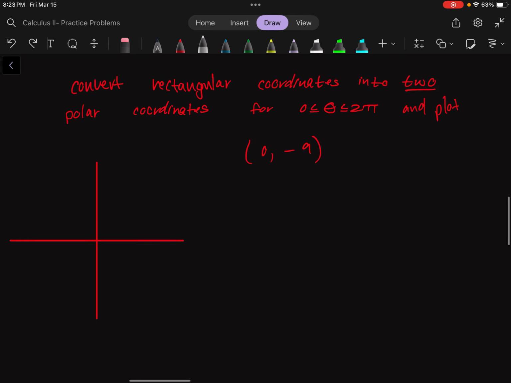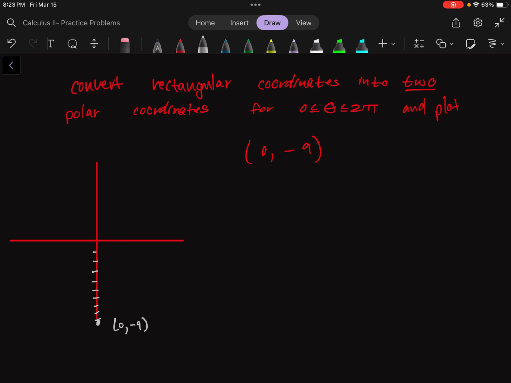So let's do the same thing here. These are rectangular coordinates. We want 2 polar coordinates, and they want us to plot. So the polar coordinates, let's see, how can we get to 0, -9? Well, -9 right here, right? This is 0, comma, negative 9.